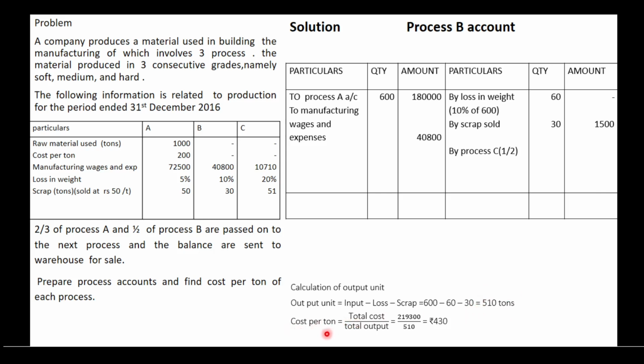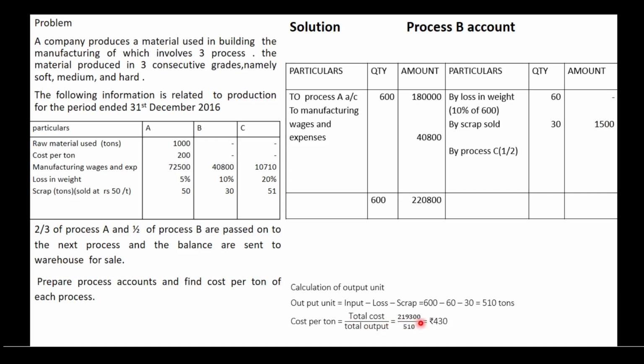Now we calculate the cost per ton. The cost per ton is equal to total cost divided by total output. So this total cost is calculated as the total amount in the debit side, that is 2,20,800. From this amount we deduct the scrap sold amount, that is 1,500. So now the total cost amount is 2,19,300. So from the total amount on the debit side, you have to deduct the scrap sale amount. The balance amount that comes is treated as the total cost here.